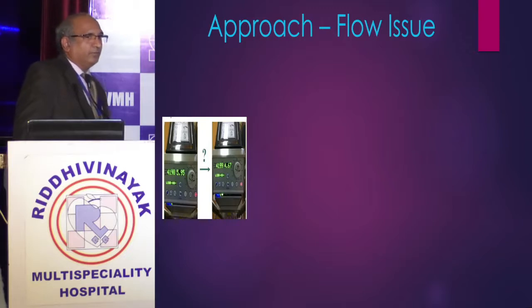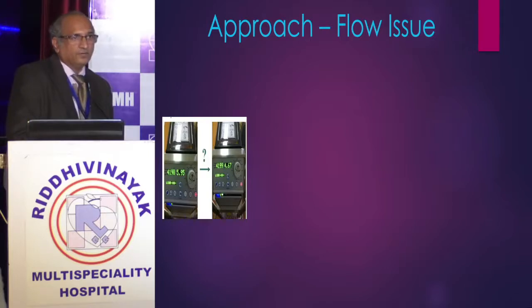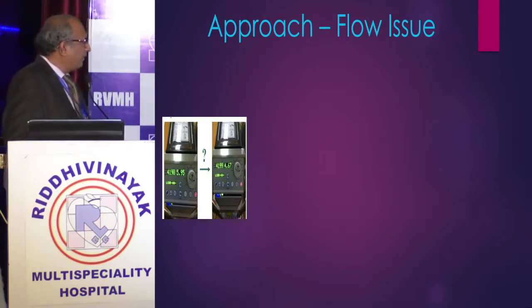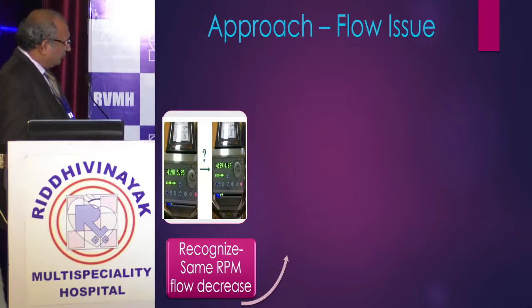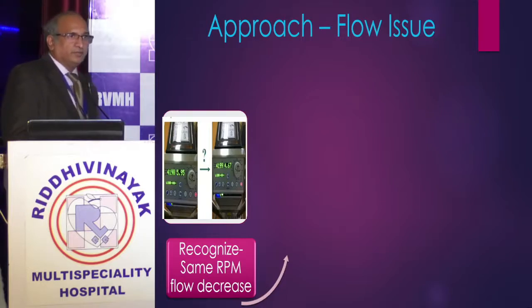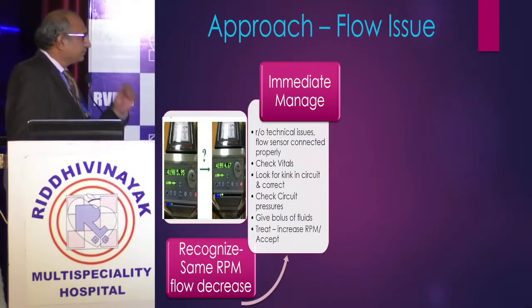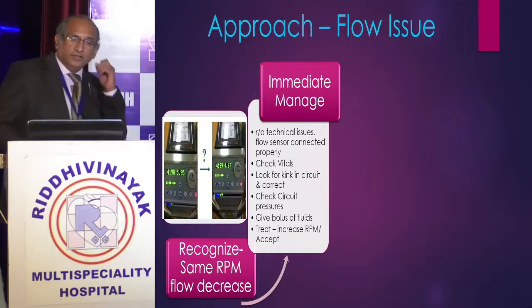The second problem that comes in the flow issue is, now what is the problem? With the same RPM, the flow is decreased. Okay, RPM was 4198, flow was 5.9, and with the same RPM the flow is decreased to 4.67. So same RPM the flow is decreased. What will be the immediate management?